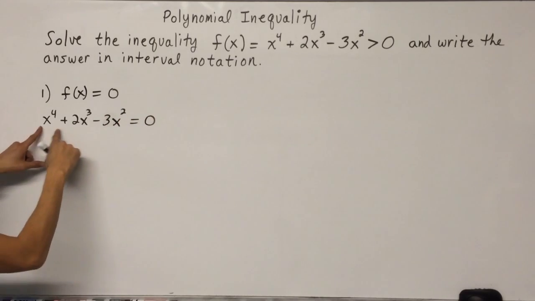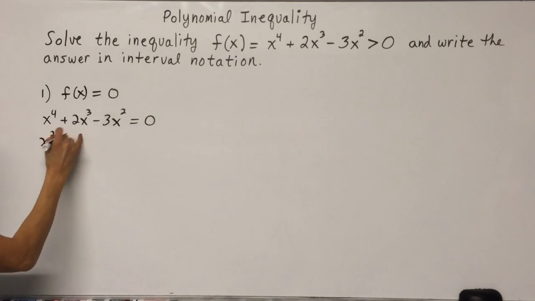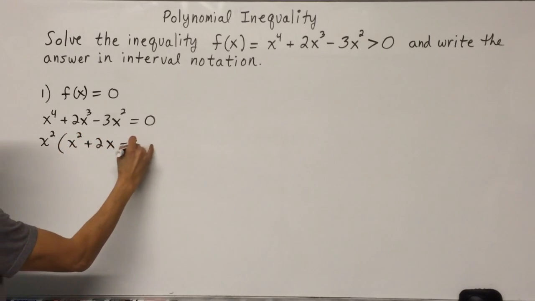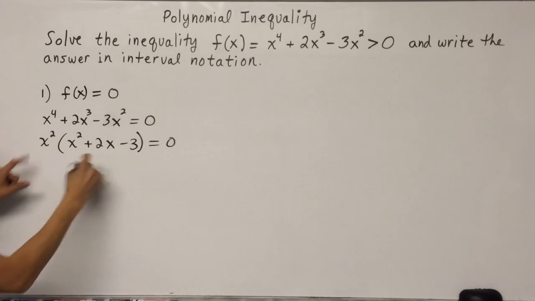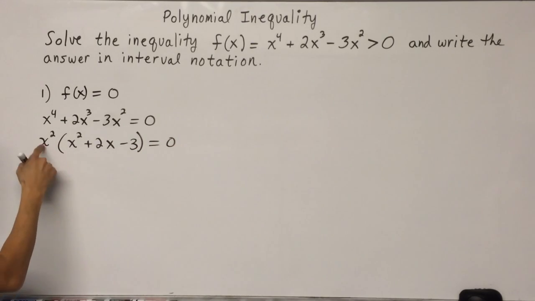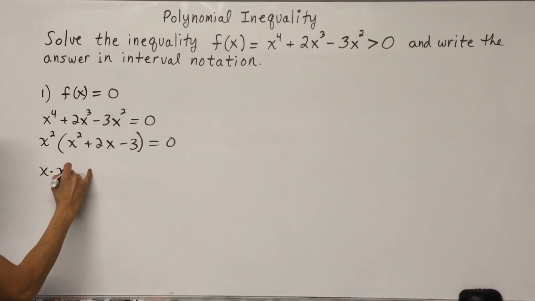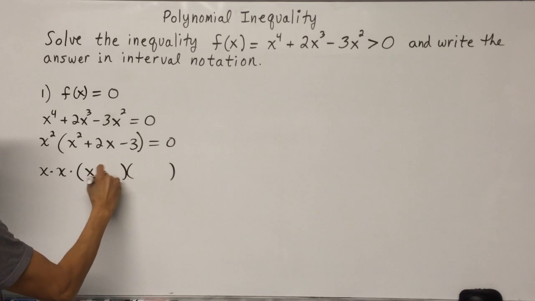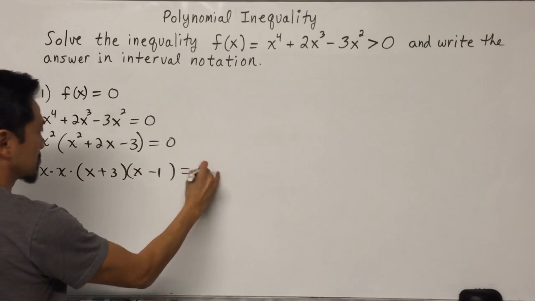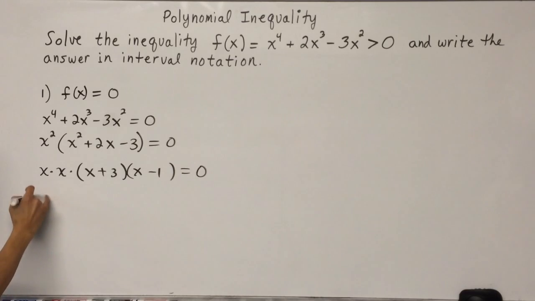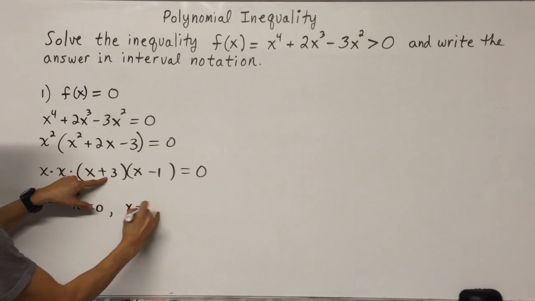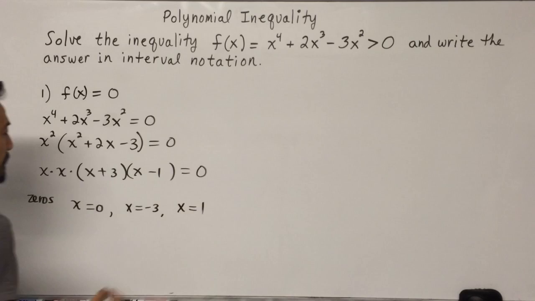And then solve for x. I know that I can factor an x squared out, and that leaves me with a quadratic here. And then we can continue to factor. This is x squared, it really factors into x times x. This is going to now give me x plus 3 and an x minus 1, and that equals 0. Okay? So this function f of x has zeros of 0, -3, and positive 1.